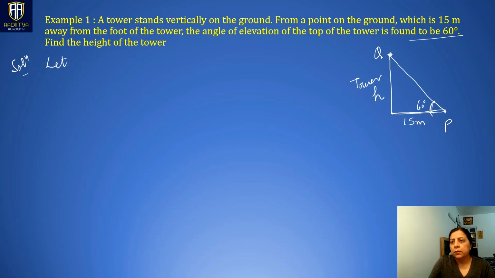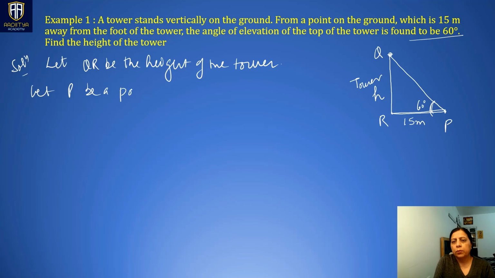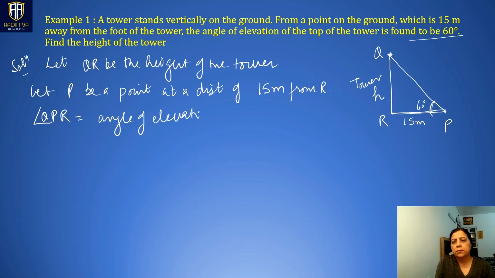we have to label this. Let QR be the height of the tower, right? Let P be a point at a distance of 15 meters, right? 15 meters from R. Now angle QPR is equal to the angle of elevation. Angle of elevation here is, and this is equal to 60 degrees. You have to label these things initially in the introduction part, and then you start doing.